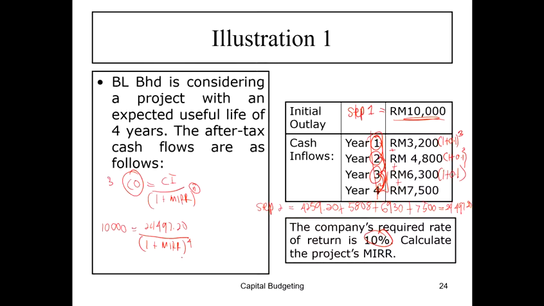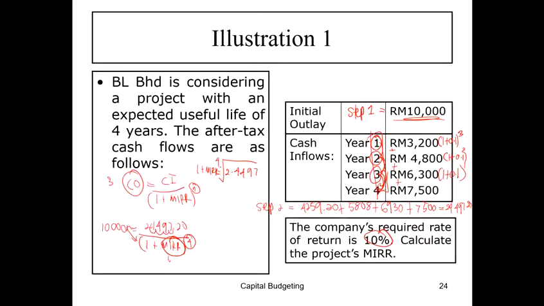Okay. So we swap the positions. Now we want to find the MIRR or interest. Okay. So 24,497 divided by 10,000, you will get 2.4497 equal with 1 plus MIRR, to the power of 4, right. Okay. Make it as the power of 4.